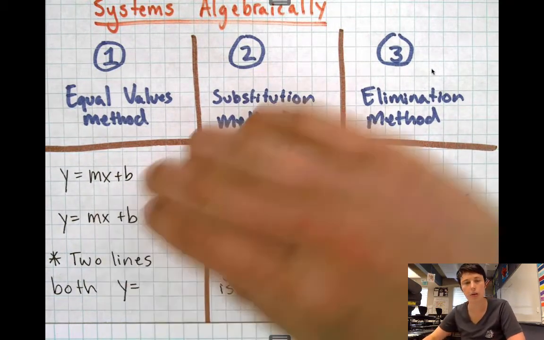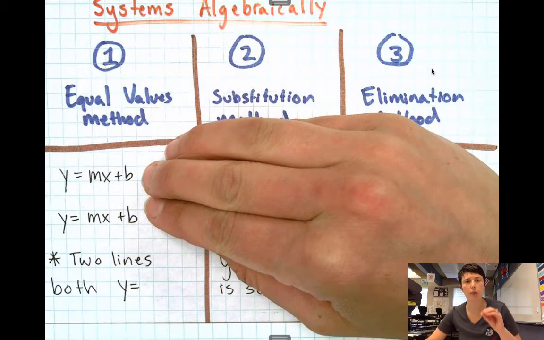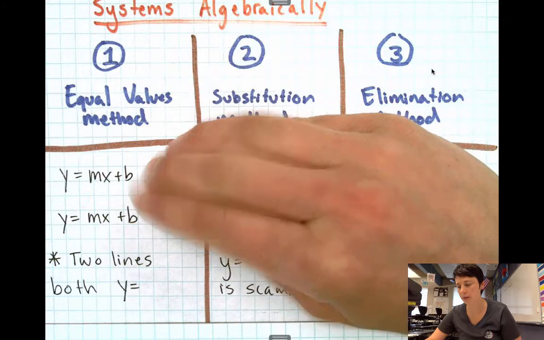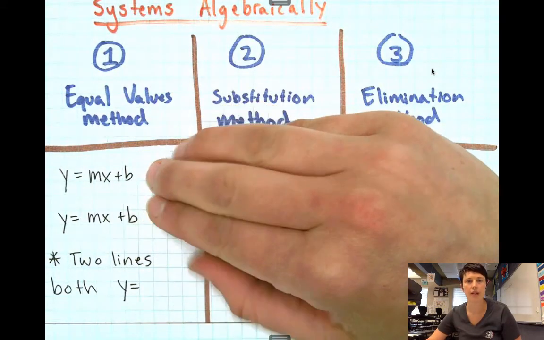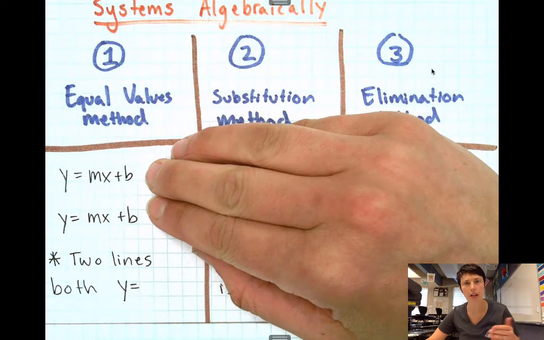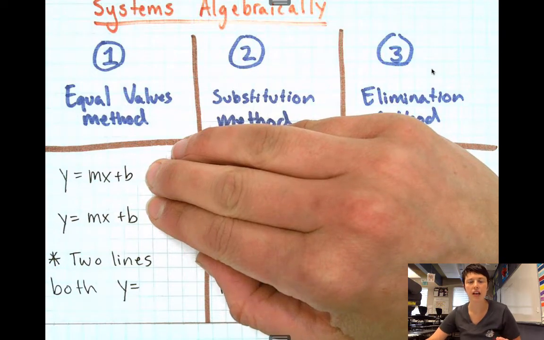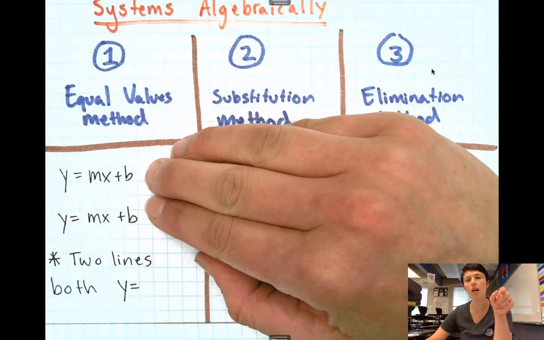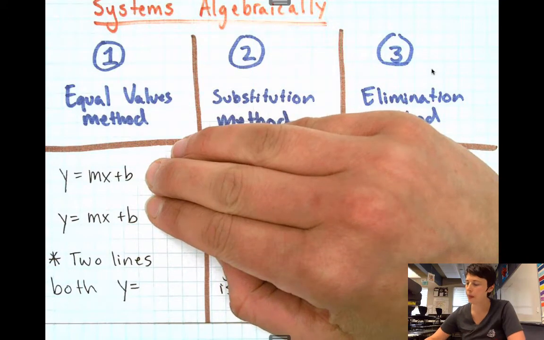If I get two equations, let's start over here, and they're both y equals, like y equals mx plus b and y equals mx plus b, that's how I know it's an equal values problem. I know that if both my lines are in that form, y equals, I can use this first method. So I quickly identify it. I look at the equation and I'm like, oh, hey, look, it's y equals, equal values method.